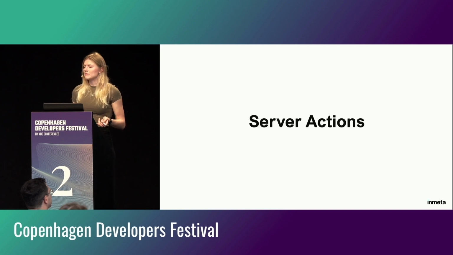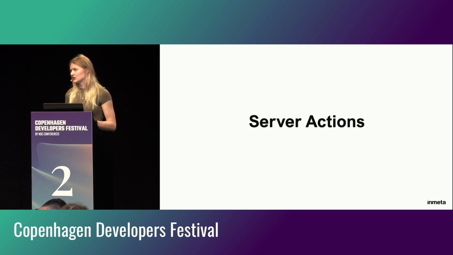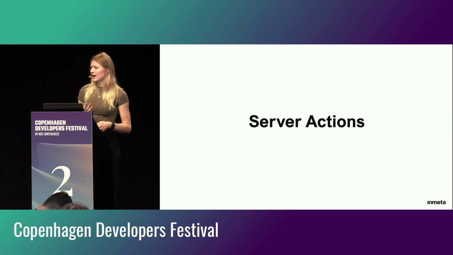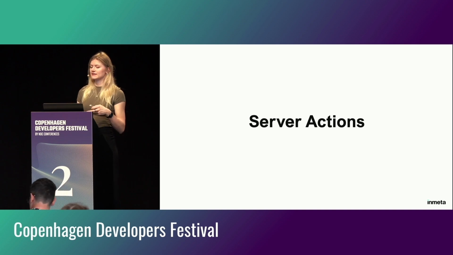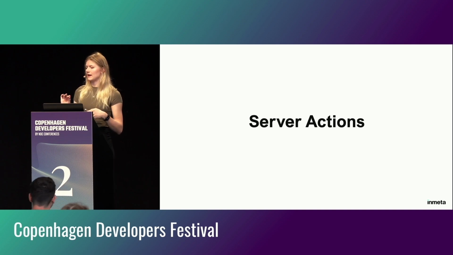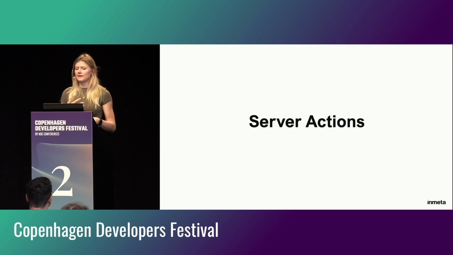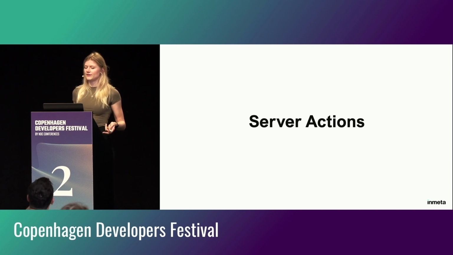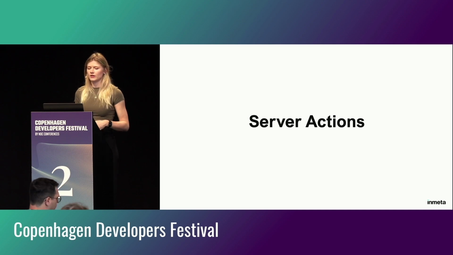So what about data mutation? I mentioned that you can create API endpoints like in the Pages router, but let's skip that for now and look at something way better called server actions. Server actions just became stable with the release of Next.js 14. We are, by the way, almost at the 15 now. And they are the preferred way to mutate data. They kind of complete the whole server component story.